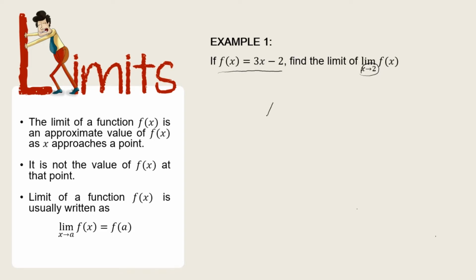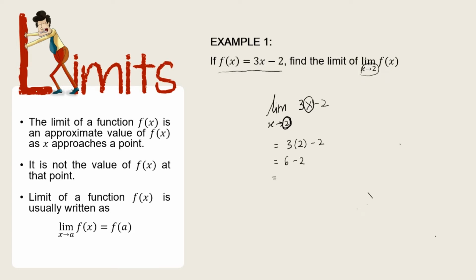Okay, so we want to find the limit of a function f(x), which is 3x minus 2, when the value of x approaching 2. So how to find the value of limit? The only way is to substitute the x here with whatever value that you want to find here. Now we want to find when x approaching 2, so we need to substitute the value of x equal to 2. So what we will have here is 3, x substituted with 2, minus 2. So 3 multiplied by 2, you will get 6. Okay, minus 2.